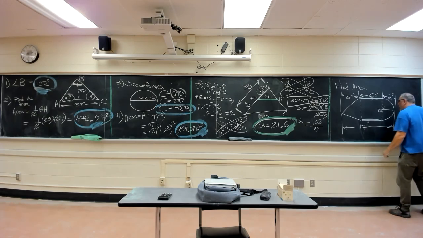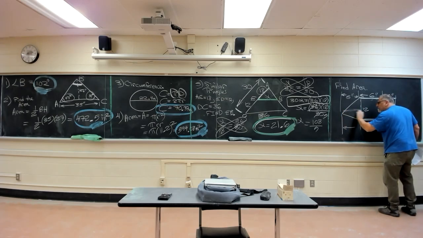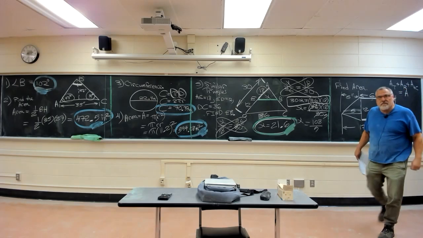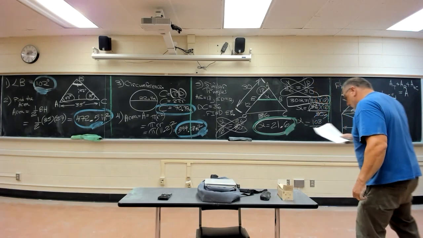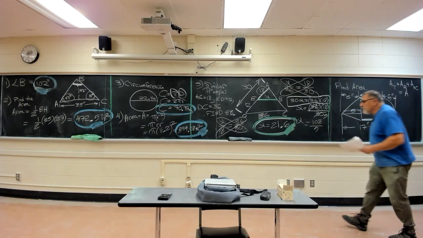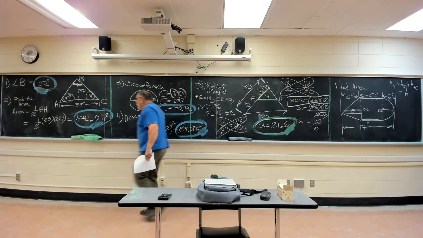Well, what do we got here? We said this was 12. This is 5. So we've got the area of the triangle, the area of the rectangle, and the area of the half circle. Altogether, they're going to add up to the area. Well, let's see what we can do. We've got a lot here. I'm going to probably just try to buy us a little bit of room.